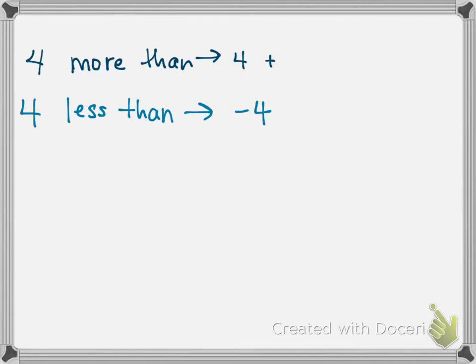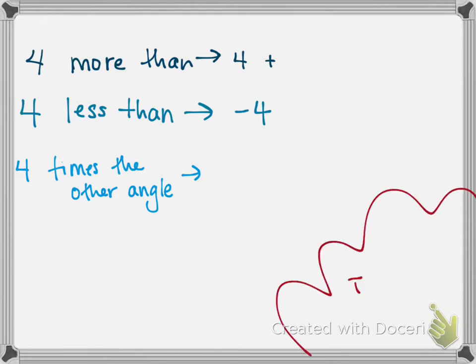And then we've seen this in this class. If you see 4 times the other angle, always, what do we use to represent the other angle? We use what? We use x. So 4 times the other angle would look like 4 and then x, because it'd be 4 times the other angle, 4 times x.